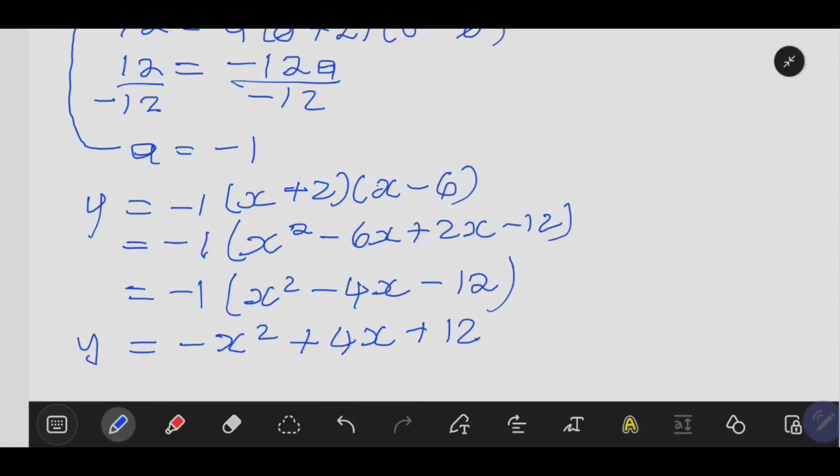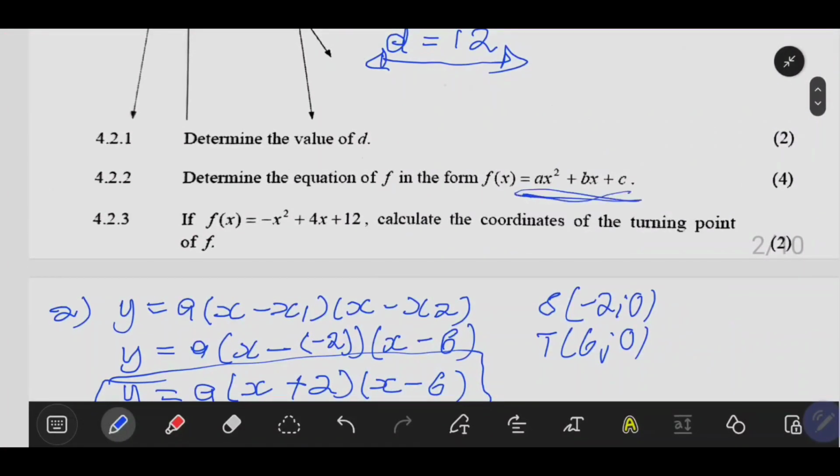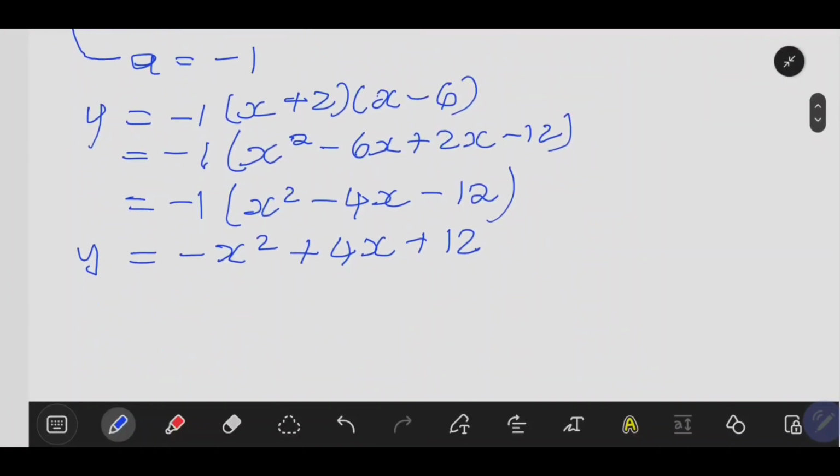Then this is your function of this parabola in terms of ax squared plus bx plus c. So we have solved for the equation of this parabola. Or someone can choose to use a different method on this situation. Remember, we are given the 2 x-intercepts and the y-intercept. So we're given what? We're given 2 x-intercepts and 1 y-intercept.